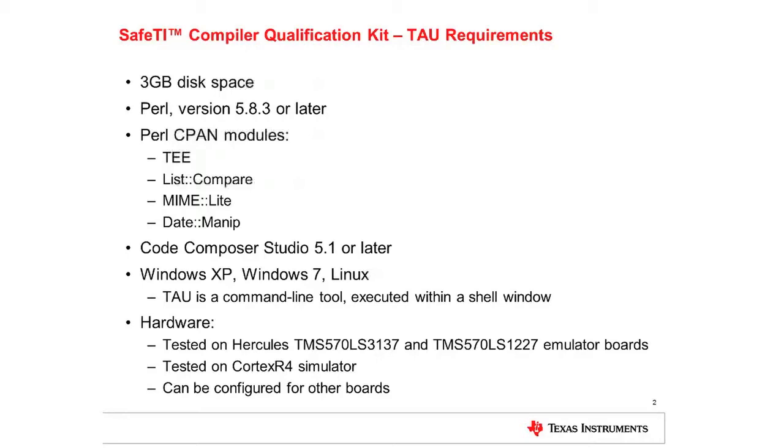There are several requirements that need to be met to be able to run the TAU. These include at least 3 gigabytes of free disk space. Perl is needed, at least version 5.8.3 or later. There are 4 Perl CPAN modules that are needed, and they are listed on the slide. Code Composer Studio 5.1 or later needs to be installed. The TAU uses the loader found in Code Composer Studio to load test cases onto a hardware board.